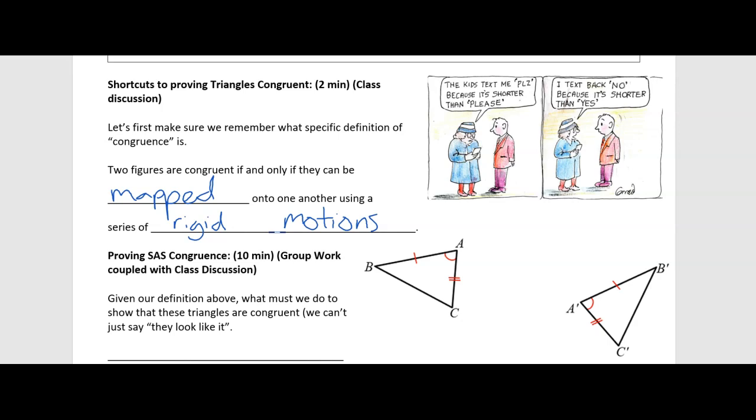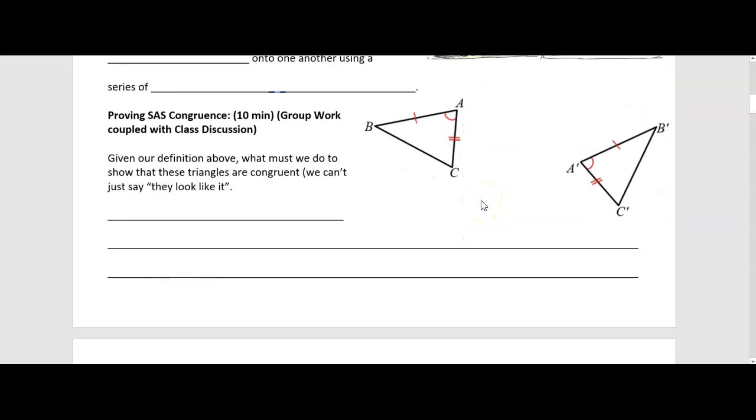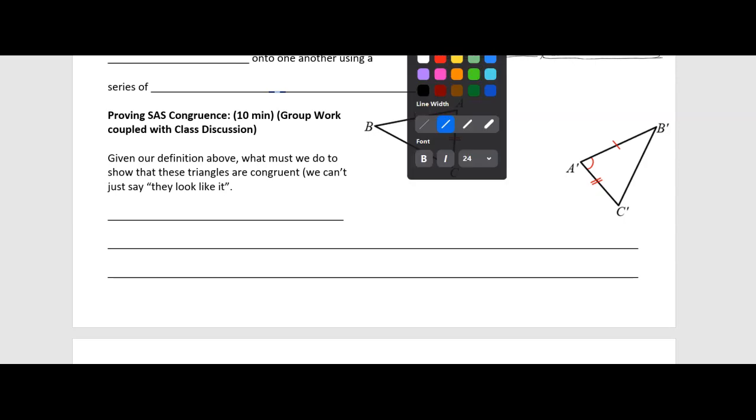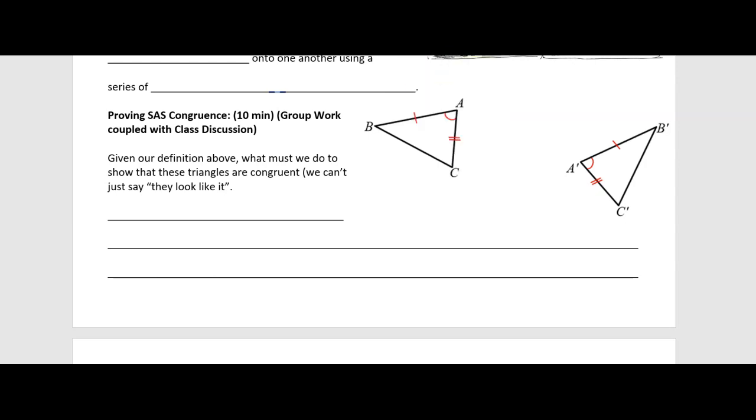So here's what we're going to do. Before we can use these shortcuts in proofs, we have to prove that the shortcuts themselves work, or at least we're going to do that for a couple of these. So the first shortcut that we're going to prove is SAS congruence. SAS congruence stands for 2 triangles where there's 2 sets of sides that are congruent, and the included angle between those sides is congruent. All right, so we have these triangles marked off like this, ticked and arced off like that. So that represents side, angle, side. Again, the angle has to be in between the 2 sides.